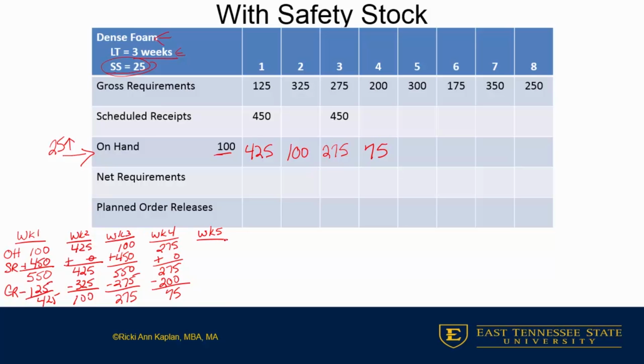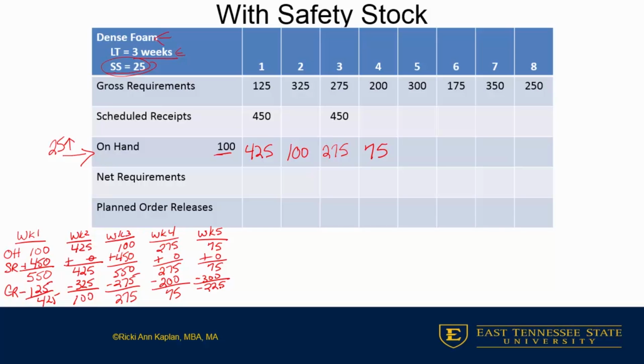Week 5. How many are left over on hand at the end of week 4? 75 units. Do we have a scheduled receipt? Not at this time. So at this point, we're looking at 75 units to use. But what are our gross requirements? 300. That leaves us needing 225.